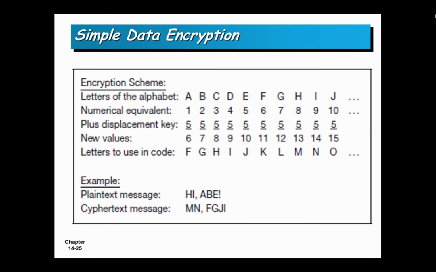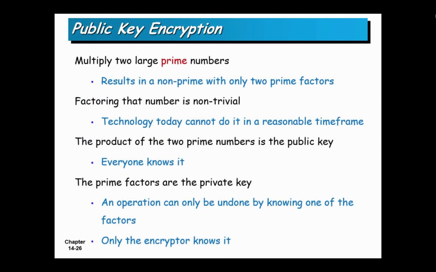Now let's talk about public key encryption. How many of you know what a prime number is? What's the definition of a prime number? A number you can only divide by 1 and itself. And by definition, a prime number can only be divided 2 ways, by 1 and itself. So 1 itself is not a prime number, because it can only be divided 1 way, by itself, which is 1. So prime numbers, 2, 3, 5, 7, 11, 13.